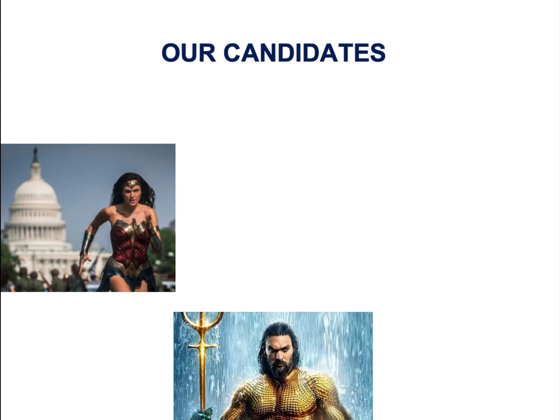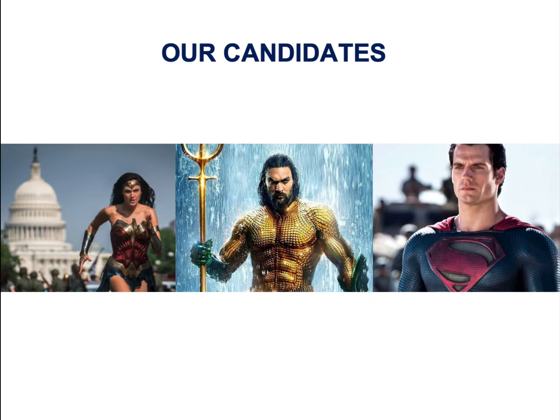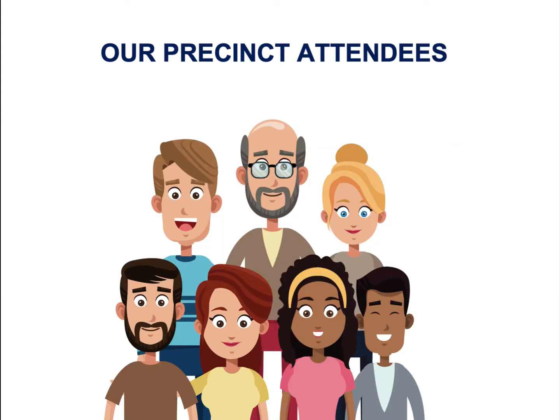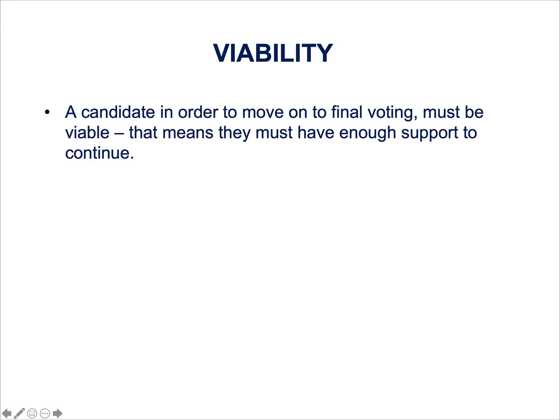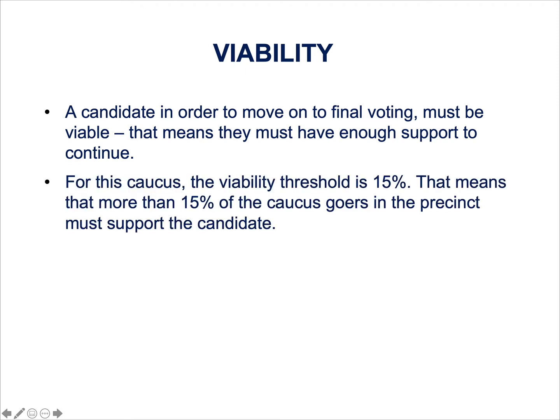Our candidates for these walkthroughs are Wonder Woman, Aquaman, and Superman. And these are our precinct attendees. So the first thing we need to do is determine viability. In order for a candidate to move forward to final voting, a candidate must be viable, and that means they must have enough support to continue.